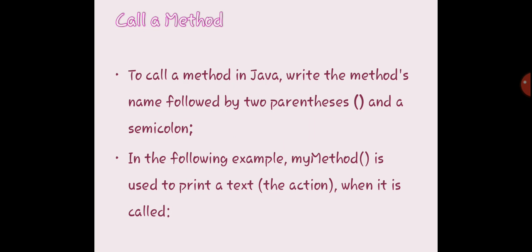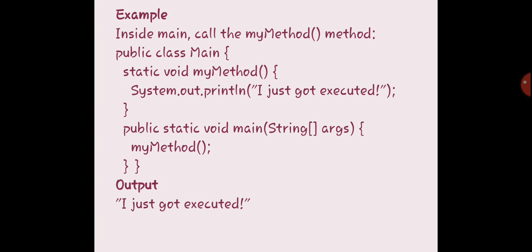Calling a method: we always call a method by using its name followed by parentheses. If parameters are there, we give the parameter values inside them. Otherwise, it will be empty. This is the example: class, then myMethod. Inside that we print "I just got executed". We close the method. After that we create the main method, then we call the method myMethod. So the output would be "I just got executed".